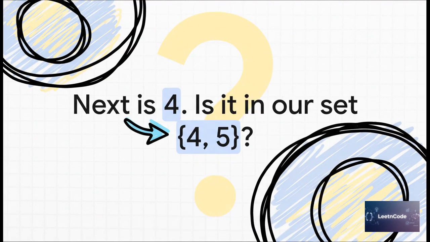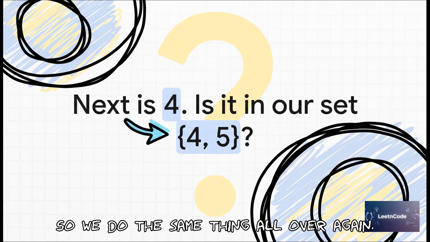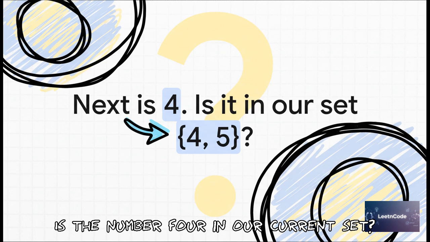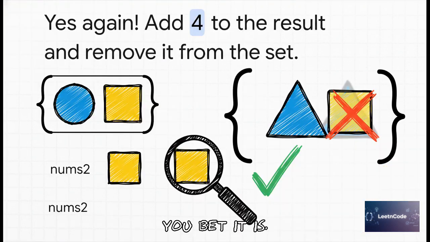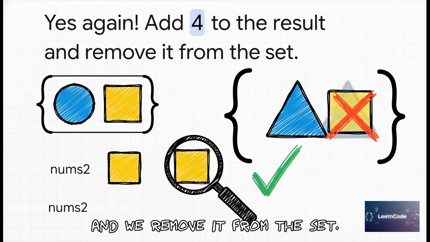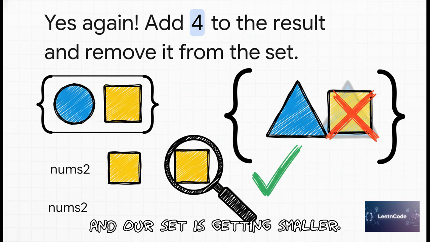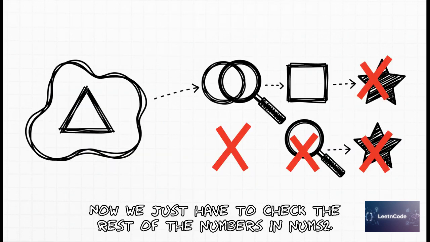Okay, let's move on. The next number in our second list is 4. So we do the same thing all over again. Is the number 4 in our current set? You bet it is. So we add 4 to our result, and we remove it from the set. You can see our result list is getting bigger, and our set is getting smaller. Now we just have to check the rest of the numbers in nums2.